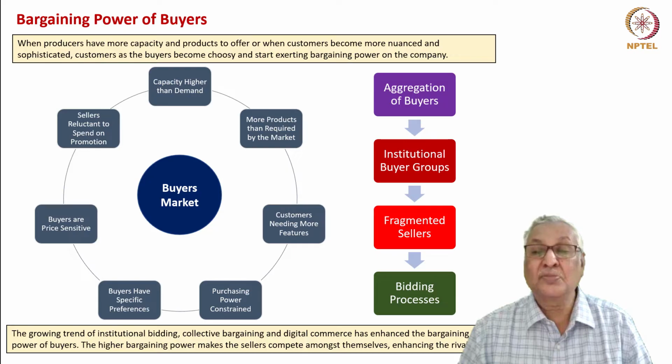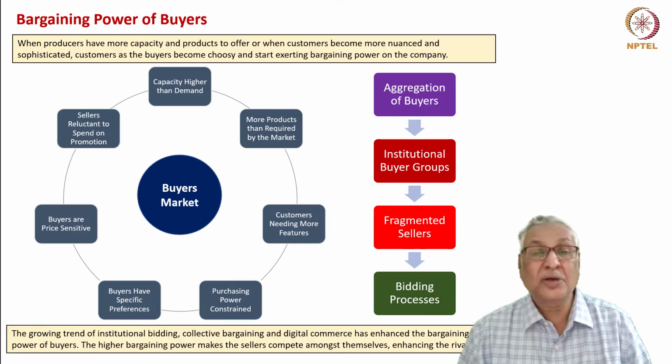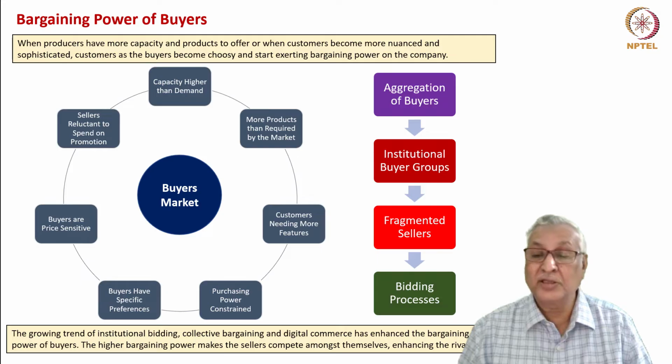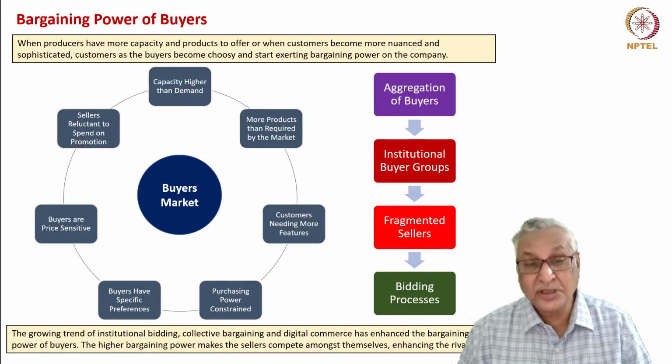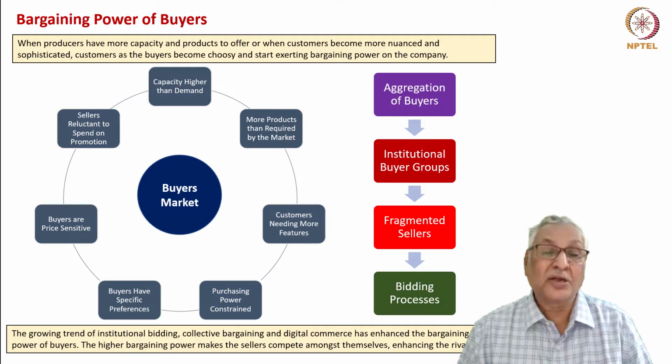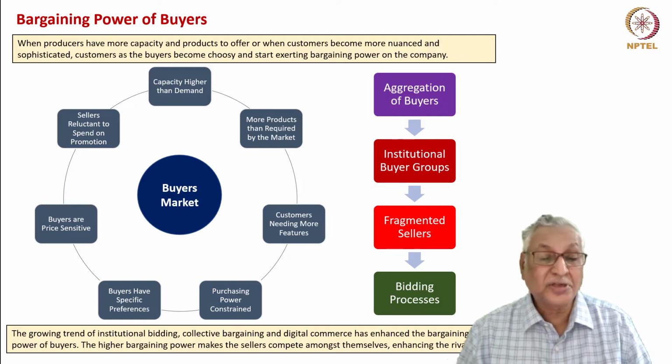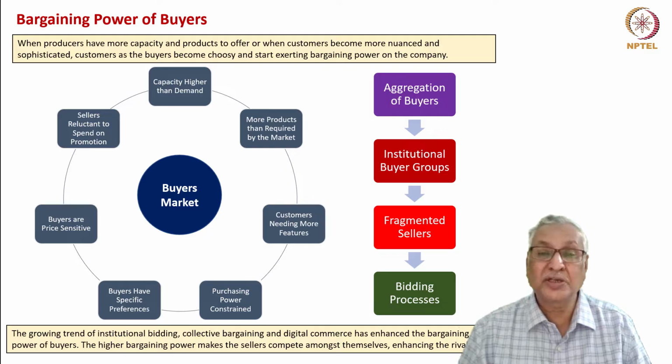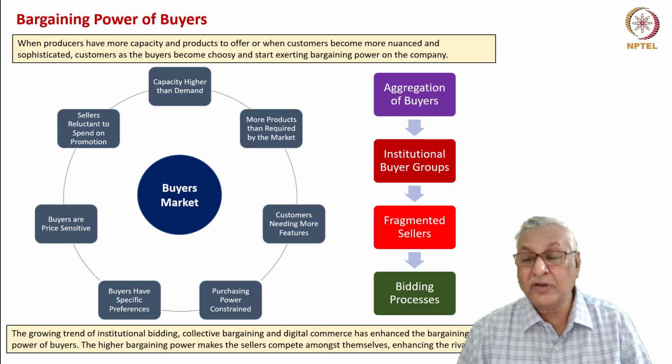So, when the buyers become aggregated and when institutional buyer groups emerge and when sellers become fragmented, when the bidding process is adapted by the buyers, then the bargaining power of buyers reaches its peak. The growing trend of institutional bidding, collective bargaining, and digital commerce, as well as continuous evaluation of various alternatives by individual buyers, all of these together have enhanced the bargaining power of buyers. The higher bargaining power makes the sellers compete amongst themselves, enhancing the rivalry.